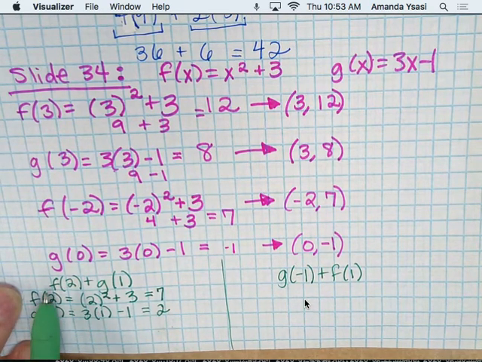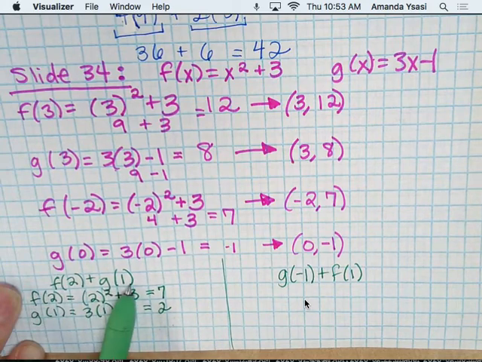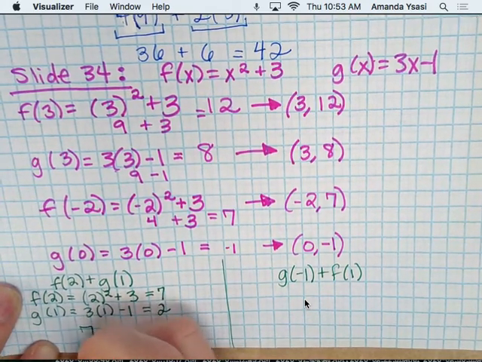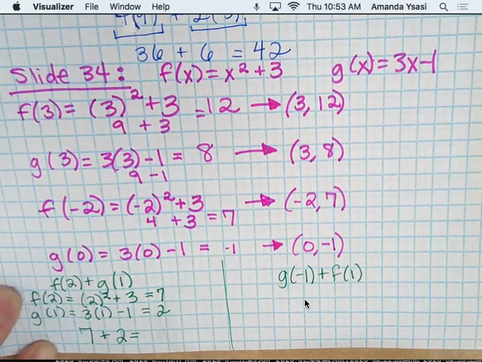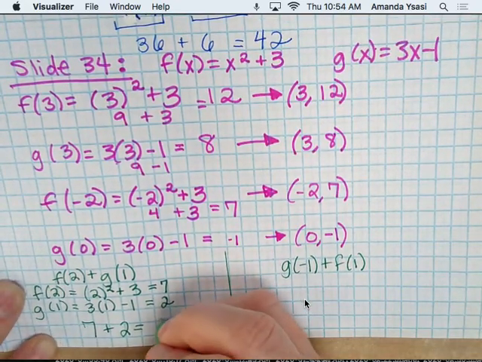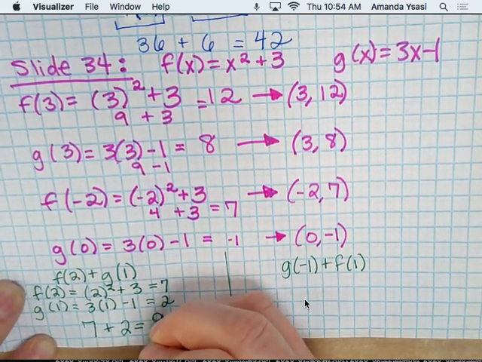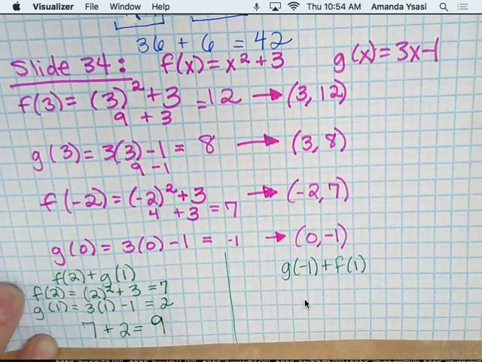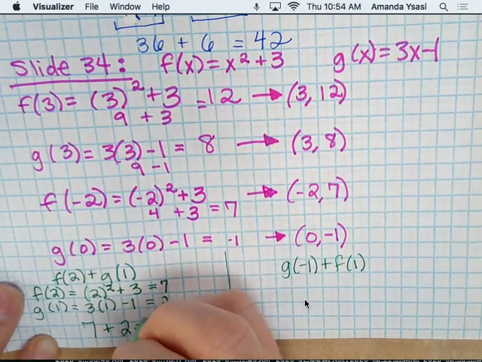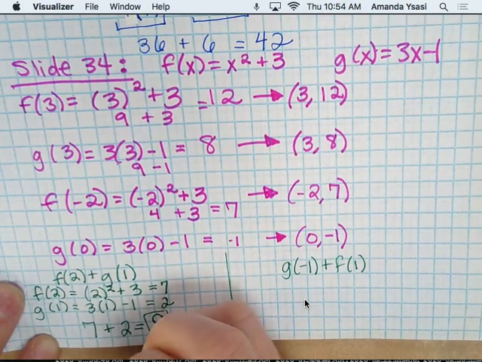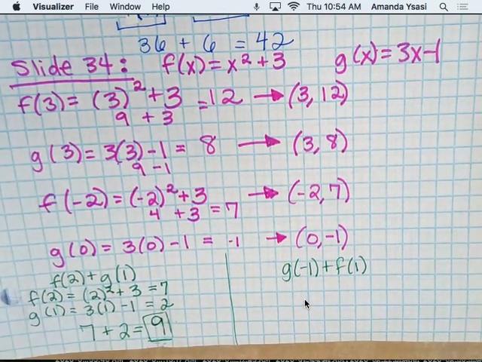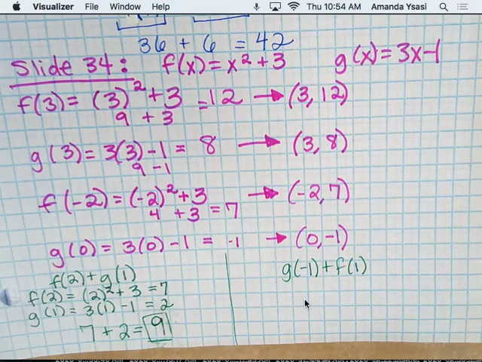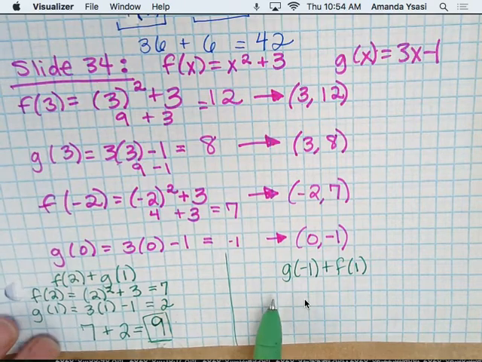So the question tells us f of 2 plus g of 1. So that means I'm just going to add these together. So 7 plus 2 is 9. And we can't write this as an ordered pair because we actually did 2 different functions. So we wouldn't have one ordered pair. We have them added together. Go ahead and do the next one.